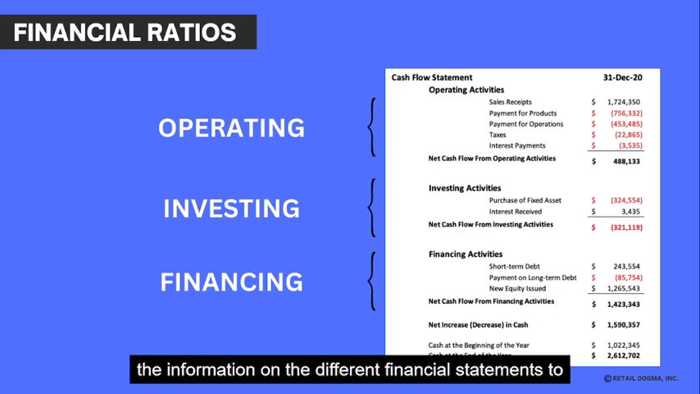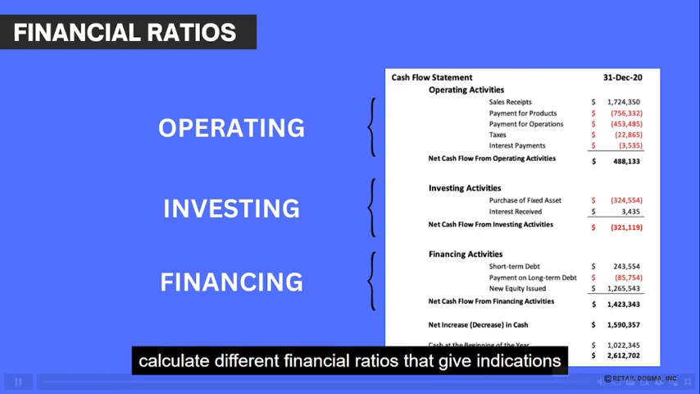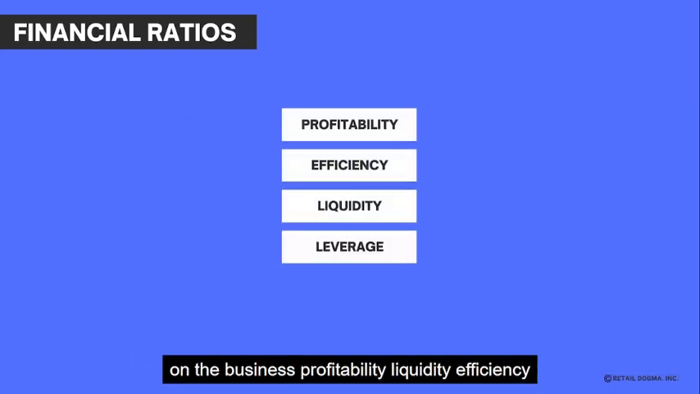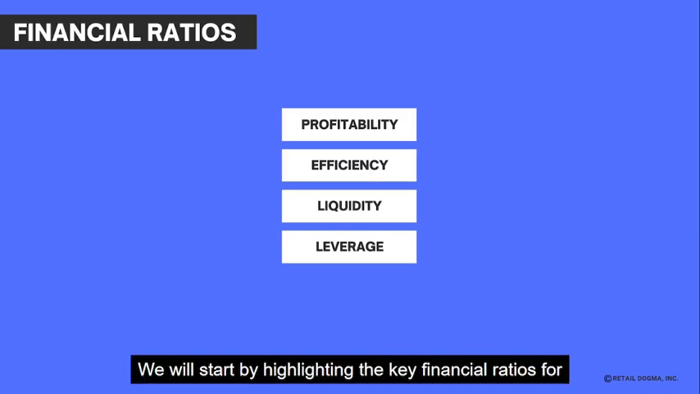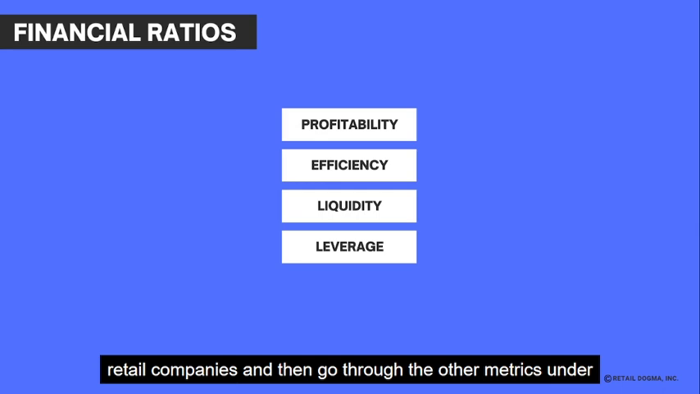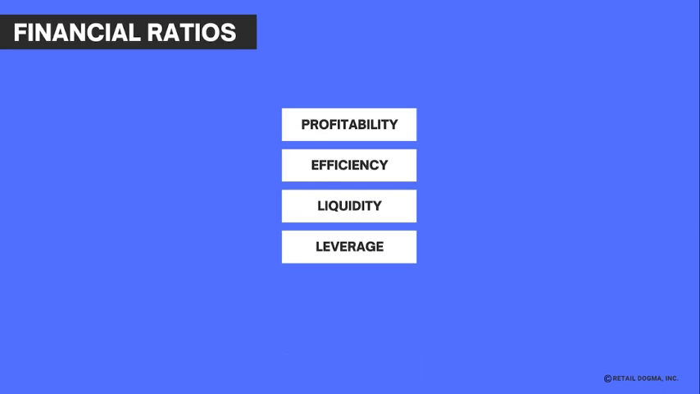Now we are going to use the information on the different financial statements to calculate different financial ratios that give indications on the business profitability, liquidity, efficiency, and leverage. We will start by highlighting the key financial ratios for retail companies and then go through the other metrics under each category.